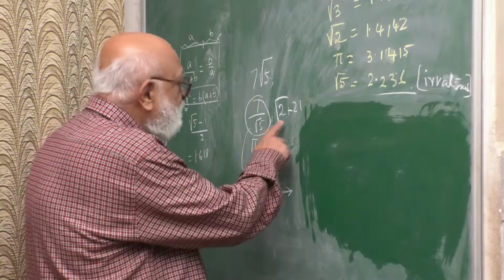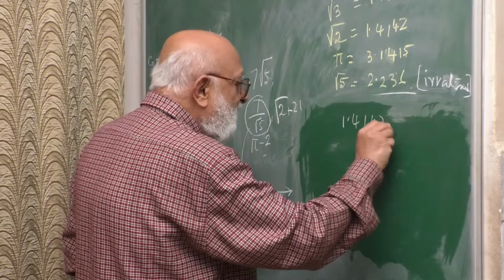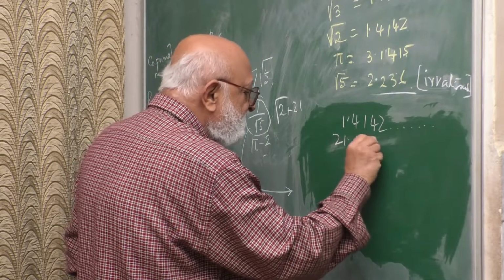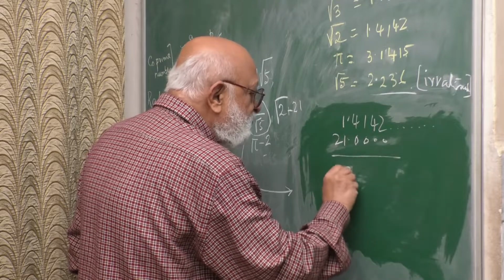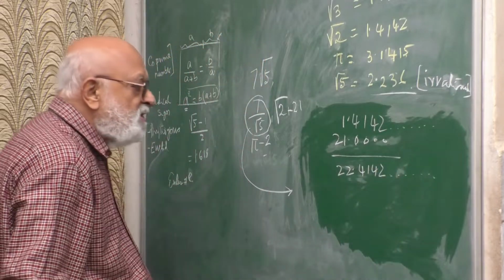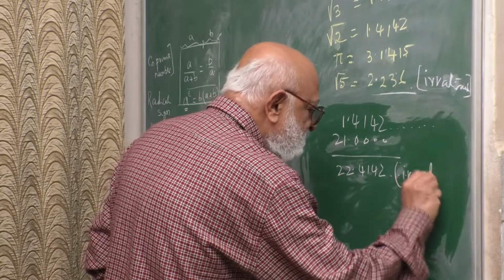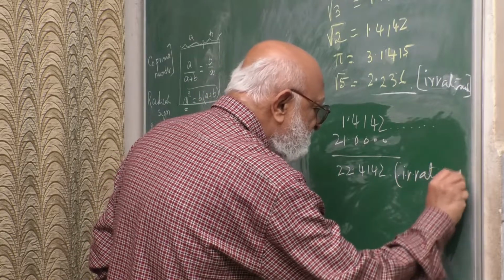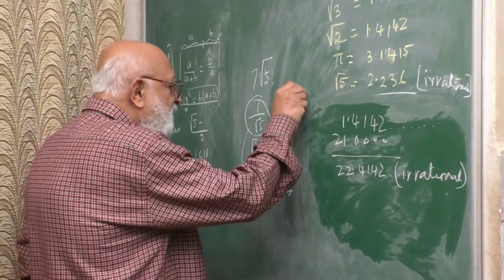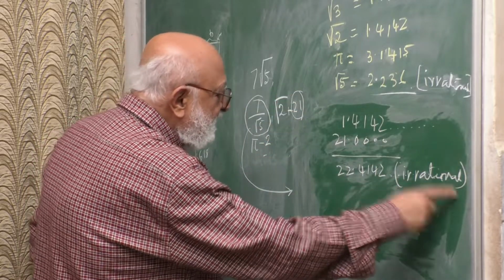So let us see root 2. Root 2 value we know, 1.4142, and that is continuing. Add 21 to this. So what do you get? 22.4142, which continues. Okay, so this is again irrational. So you see, even though you are adding a rational number, your result will be again irrational.